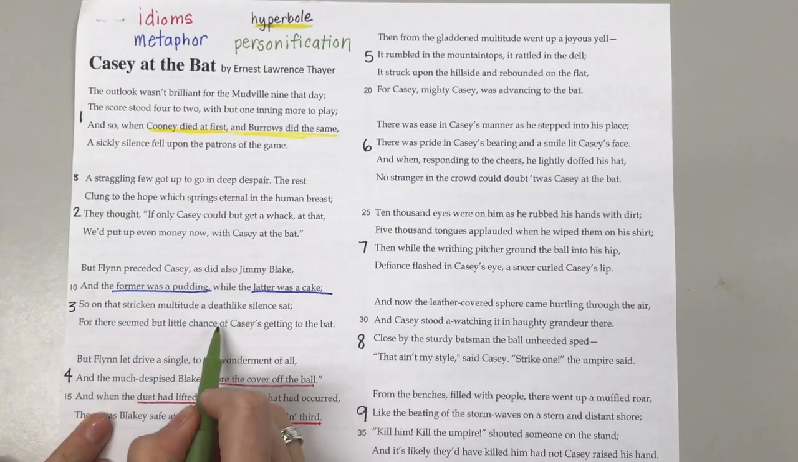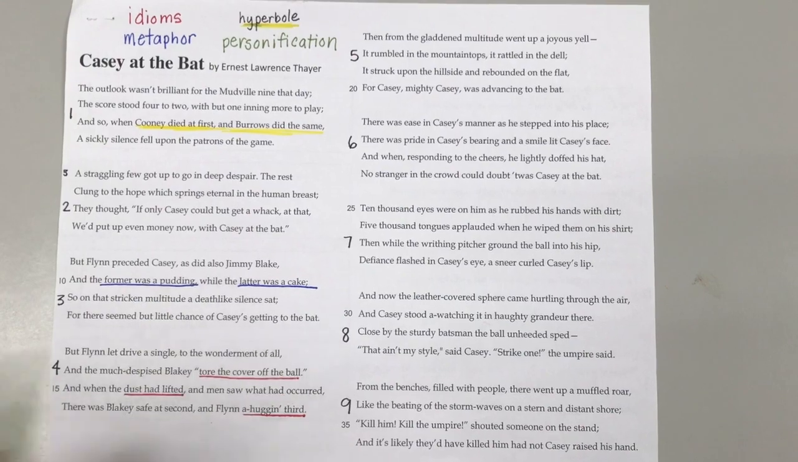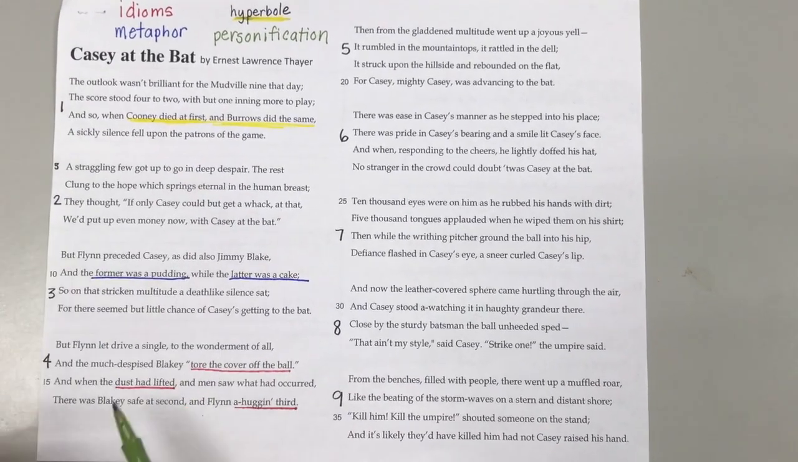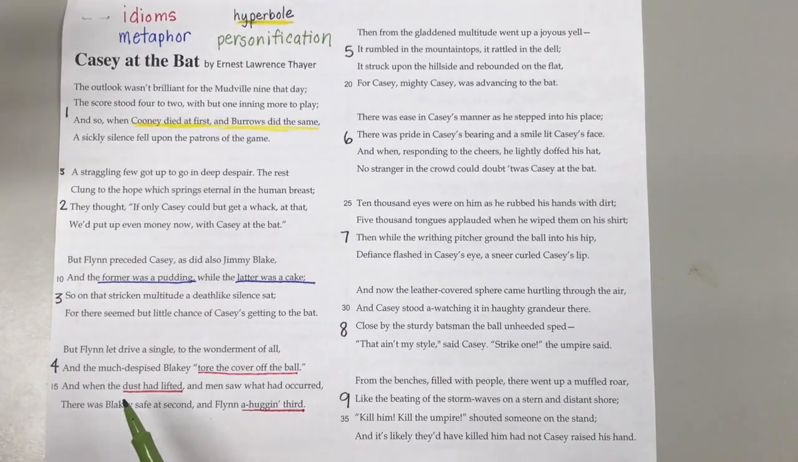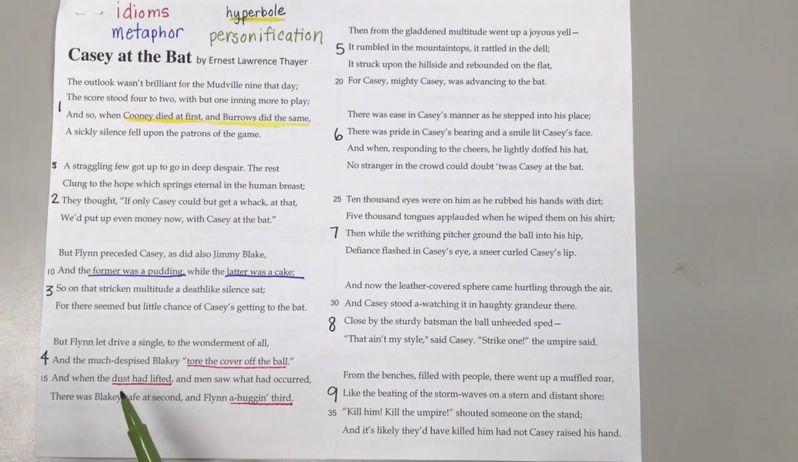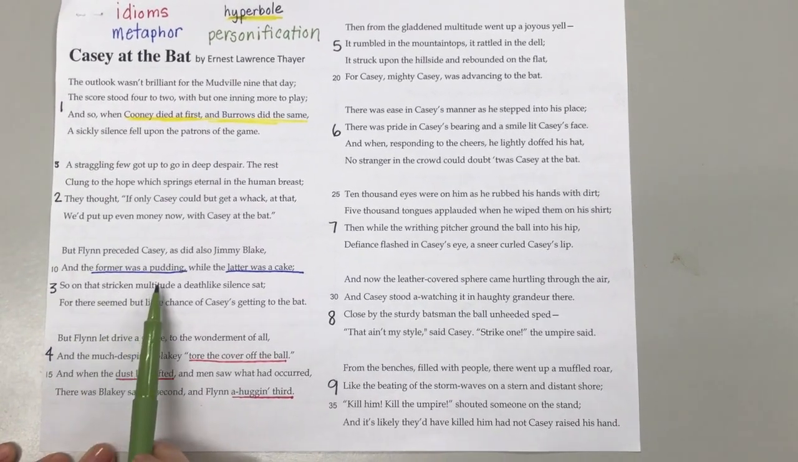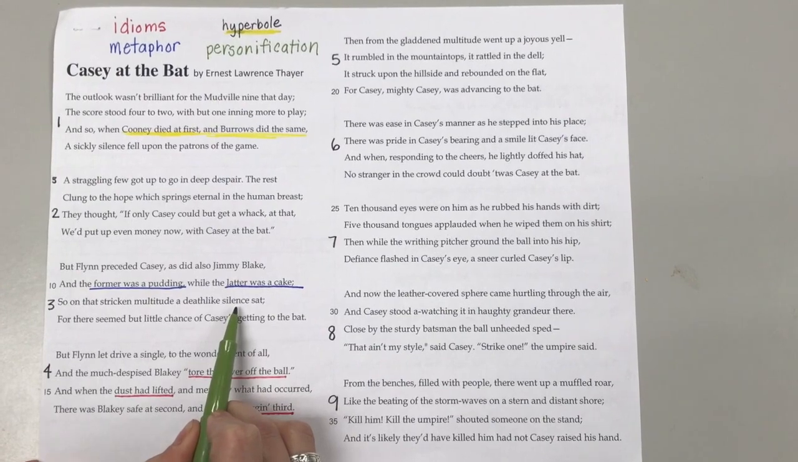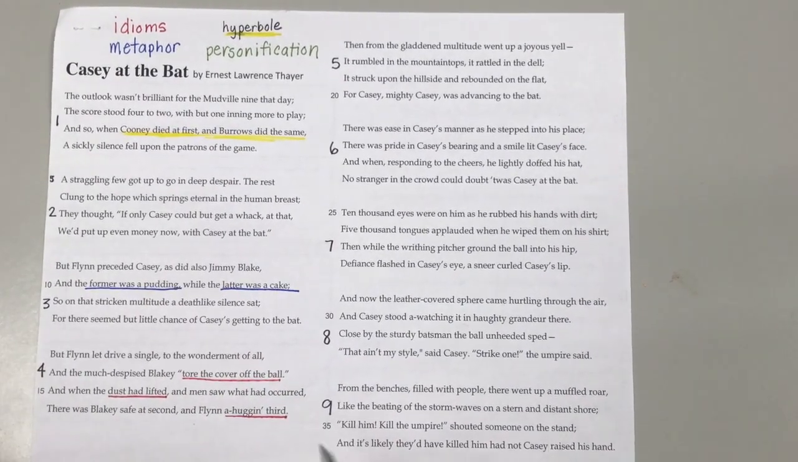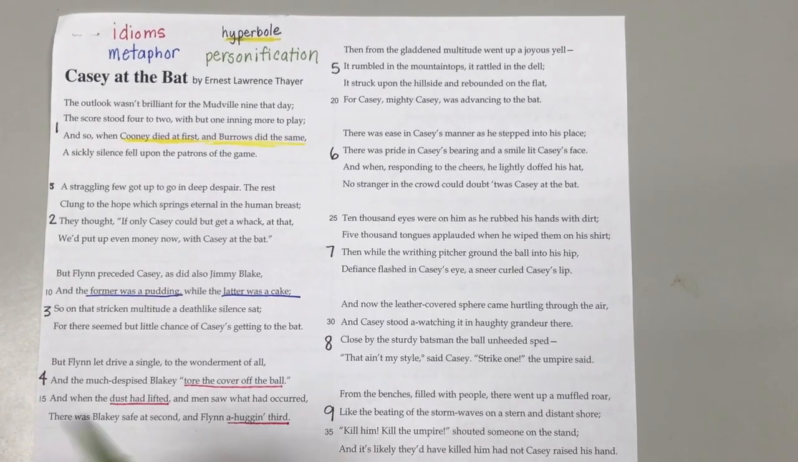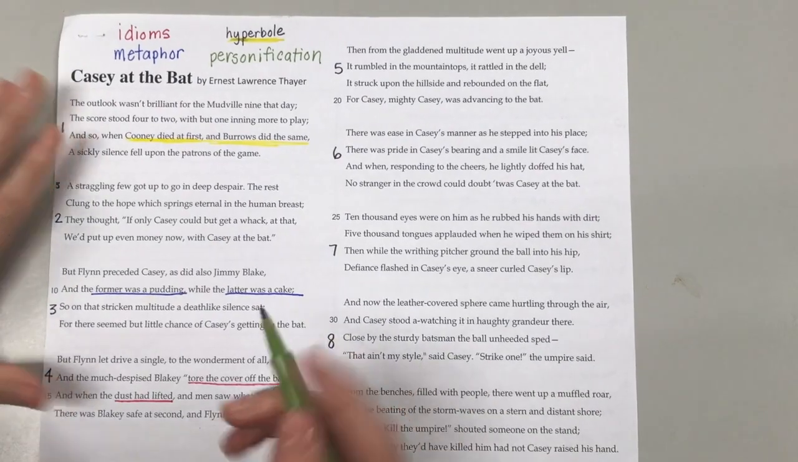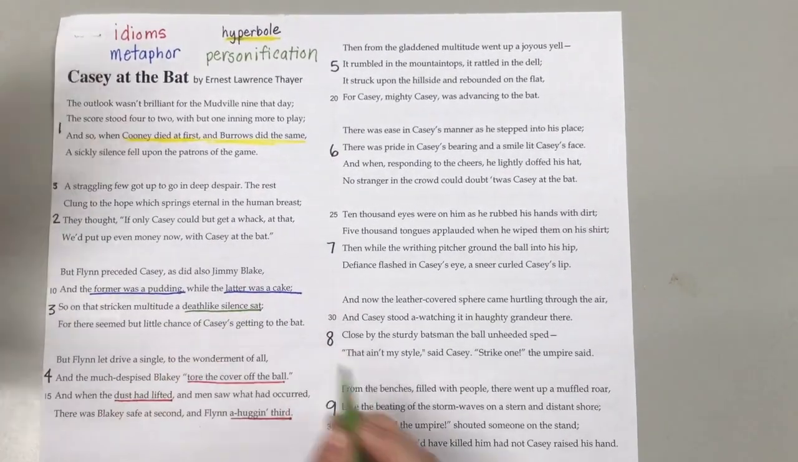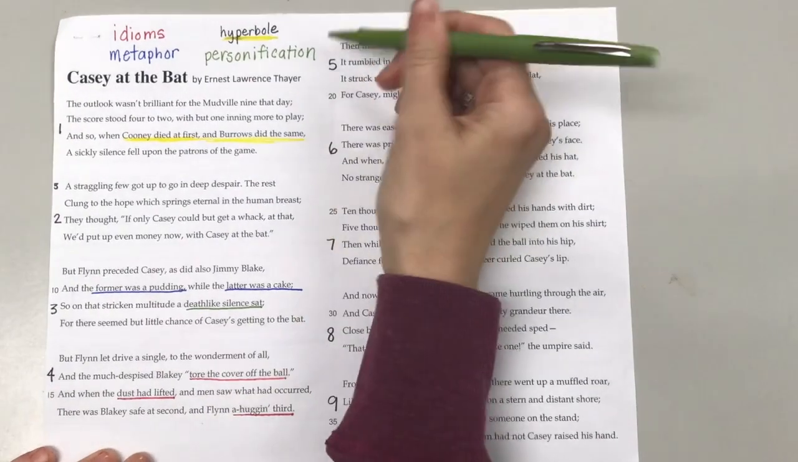You know what I noticed? We do need to go back to stanza 3. There was another little figurative language nugget in there. After the metaphors of pudding and cake, we have a personification. That's an object or a thing being given human-like qualities. It's in line 11: "So on that stricken multitude, a death-like silence sat." Our object is silence. And what is it doing that only a human can do? It's sitting. Silence cannot actually sit. Silence just is there. But we're personifying it by saying that it sat on everybody that was there. They were just shocked. So "a death-like silence sat" is personification.